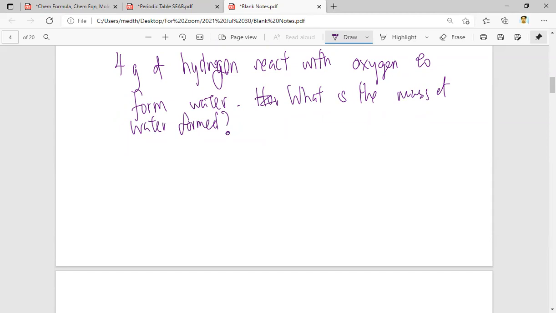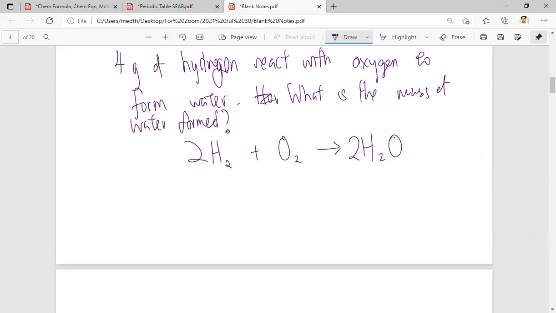So how to go about doing this? First thing, must have the equation. H2 plus O2 give me H2O. Okay, how do I know? Because hydrogen is H2, oxygen is O2, water is H2O. Balance it. Okay, so it's 2 over here, 2 over here. So this is the balanced chemical equation.